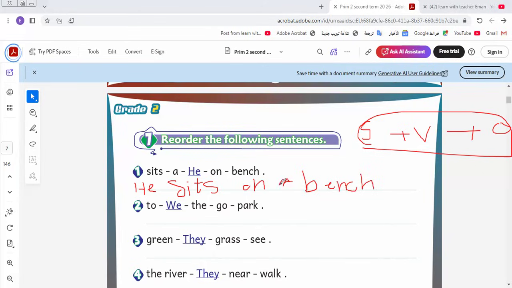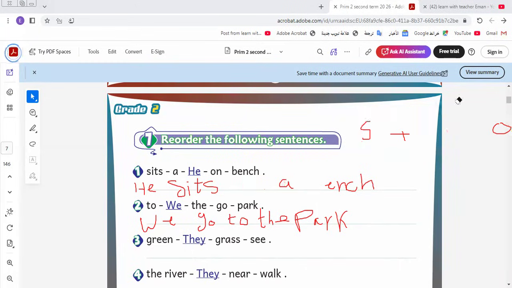The next one to be: we go to the park. Okay. I answer two sentences and you can do the rest by yourself. So here is the rule. You can write the rule and answer the rest of the questions. So here it is: he sits on the bench. We go to the park. Let's continue the rest of the exercise.